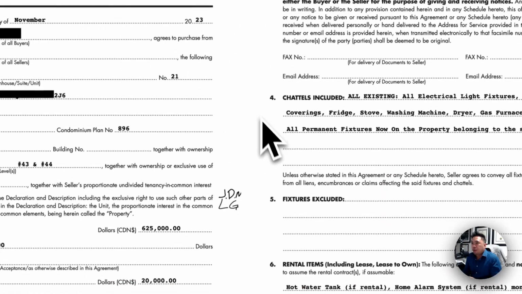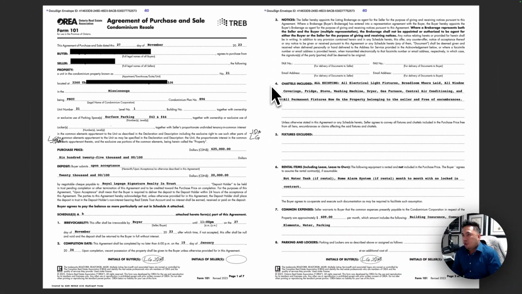Okay, so let's go over to number 4, where it says chattels. The definition of chattels is anything that comes with the property. For example, if you were to turn the property upside down, anything that falls off will be chattels. Anything that is affixed to the property would be fixtures. What the chattels include, it says: all existing electrical light fixtures, broadloom where laid, all window coverings, fridge, stove, washing machine, dryer, gas furnace, central air conditioning, and all permanent fixtures now on the property belong to the sellers and are free of encumbrances. So if there's anything in here that the seller does not have, they would obviously cross it out.